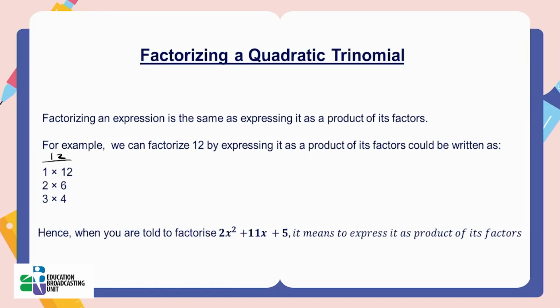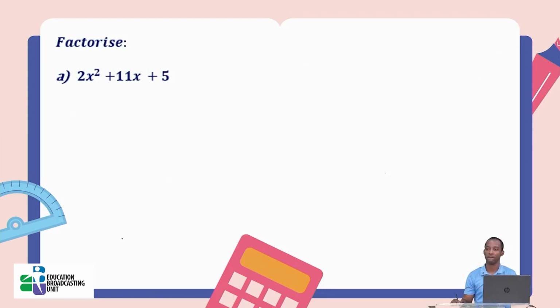2 times 6 as well gives us the product 12. So 2 and 6 are factors of 12. So we're expressing 12 as a product of its factors. Same thing goes for the other two factors, 3 and 4. 3 times 4 gives us 12. So when we're asked to factorize 2x squared plus 11x plus 5, which is a quadratic trinomial expression, it means to express it as a product of its factors. Let us look at an example of how to factorize a quadratic trinomial. We have the example, factorize 2x squared plus 11x plus 5.